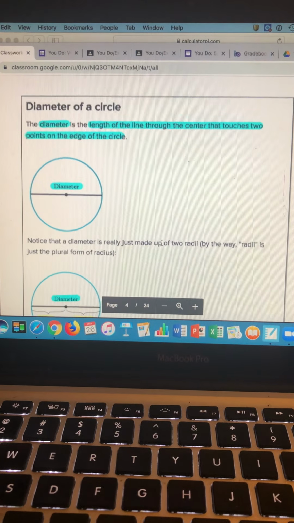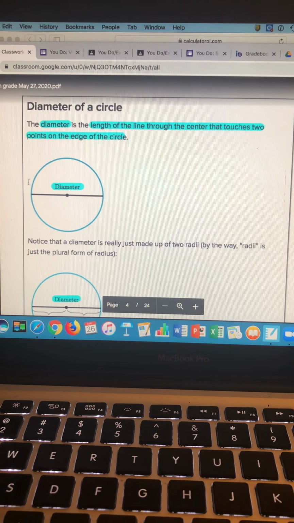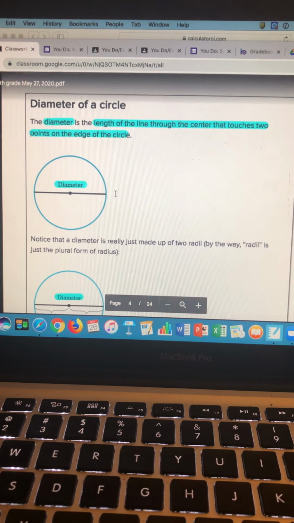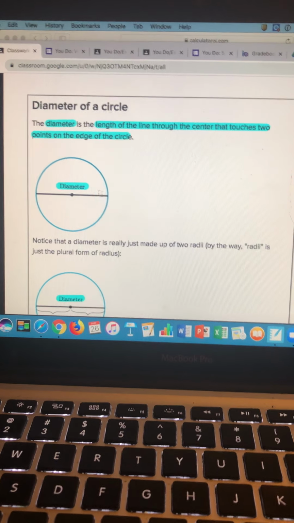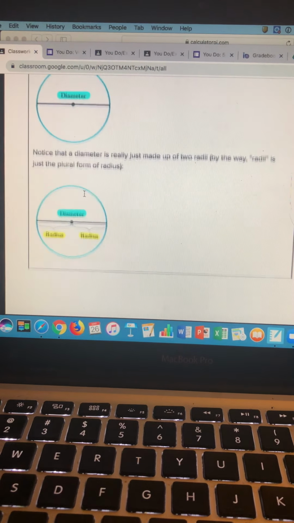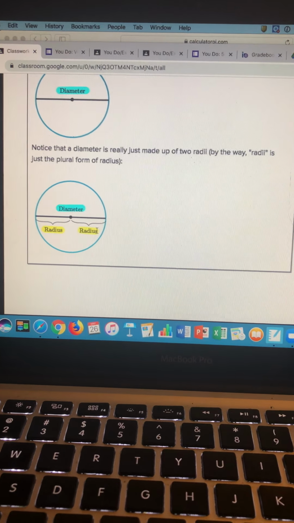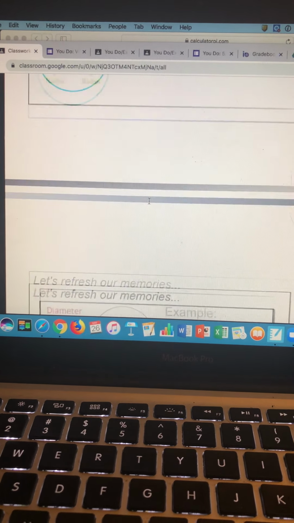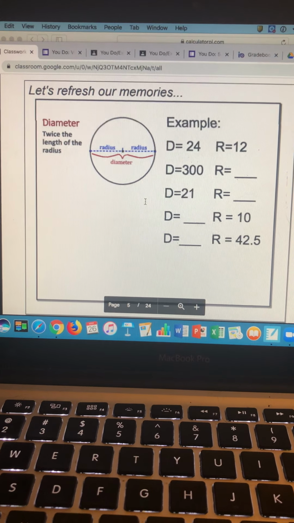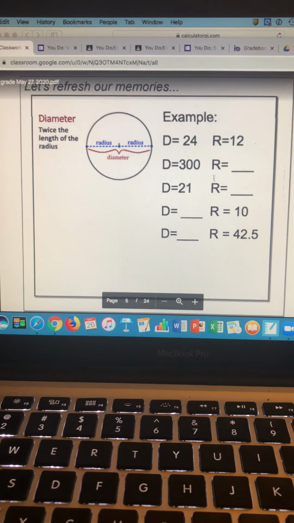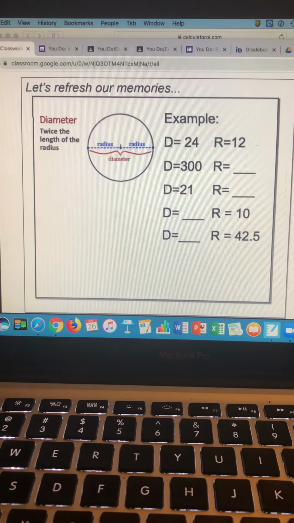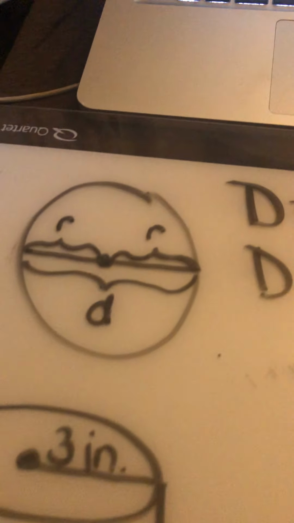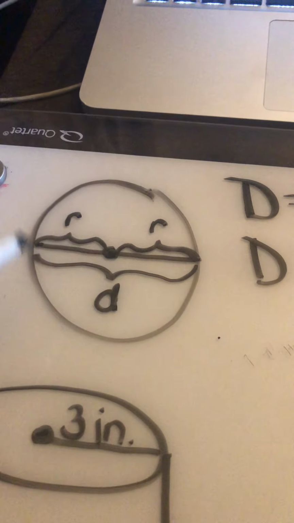Then we also have our diameter, which is the length of the line that crosses from one side of a circle through the center to another side of the circle. A diameter is equal to 2 radiuses, and 2 times the radius would give you your diameter. This was from when we did circles before, just a reminder of how to move from diameter to radius and radius to diameter. I just have a couple of examples here. That's the model that you see in the picture.